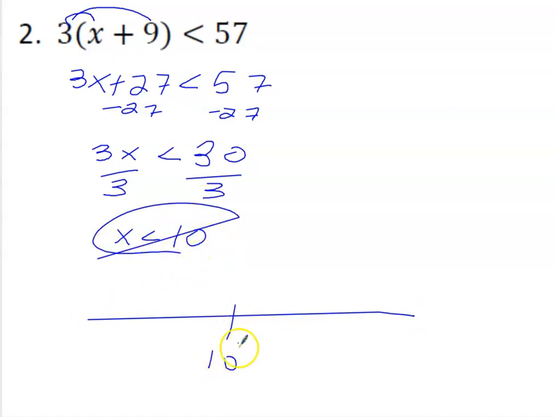So when I graph this, 10 is an open dot, and I am going to shade over to the left because those numbers are less than 10.